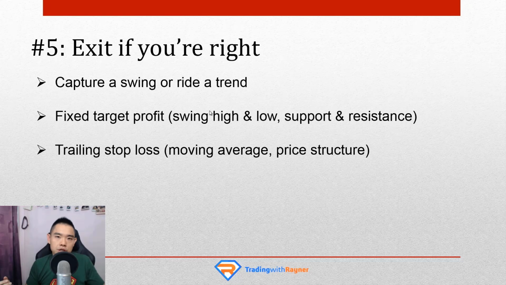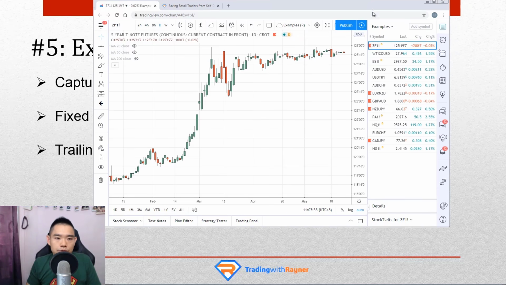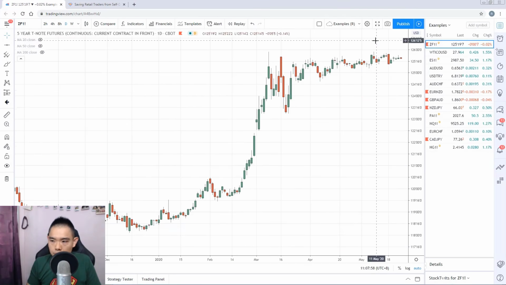Some people even use Fibonacci extensions. It's up to you. For trailing stop loss, you can use techniques like moving average, price structure, and chandelier stop. There are many out there, but I'm just going to go through the few popular ones with you. If you want to explore further, you can look through the other training materials out there. So first and foremost, let's talk about fixed target.